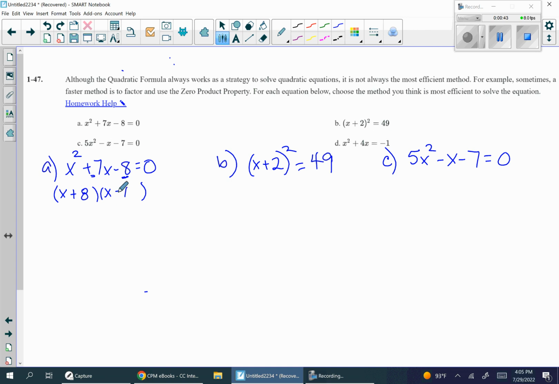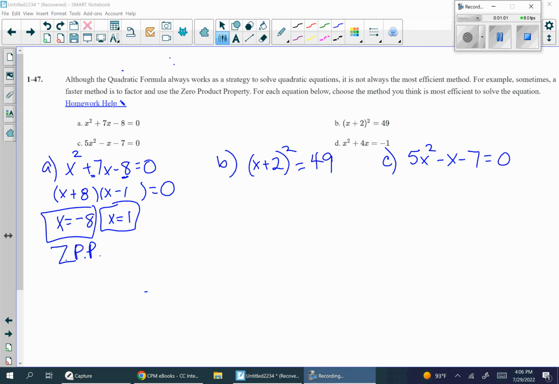So 8 times -1 is -8, and 8 plus -1 is +7. And that has to equal 0. So we know our solution is x equals -8 and x equals +1. Using that zero product property, zero product property is the fastest.